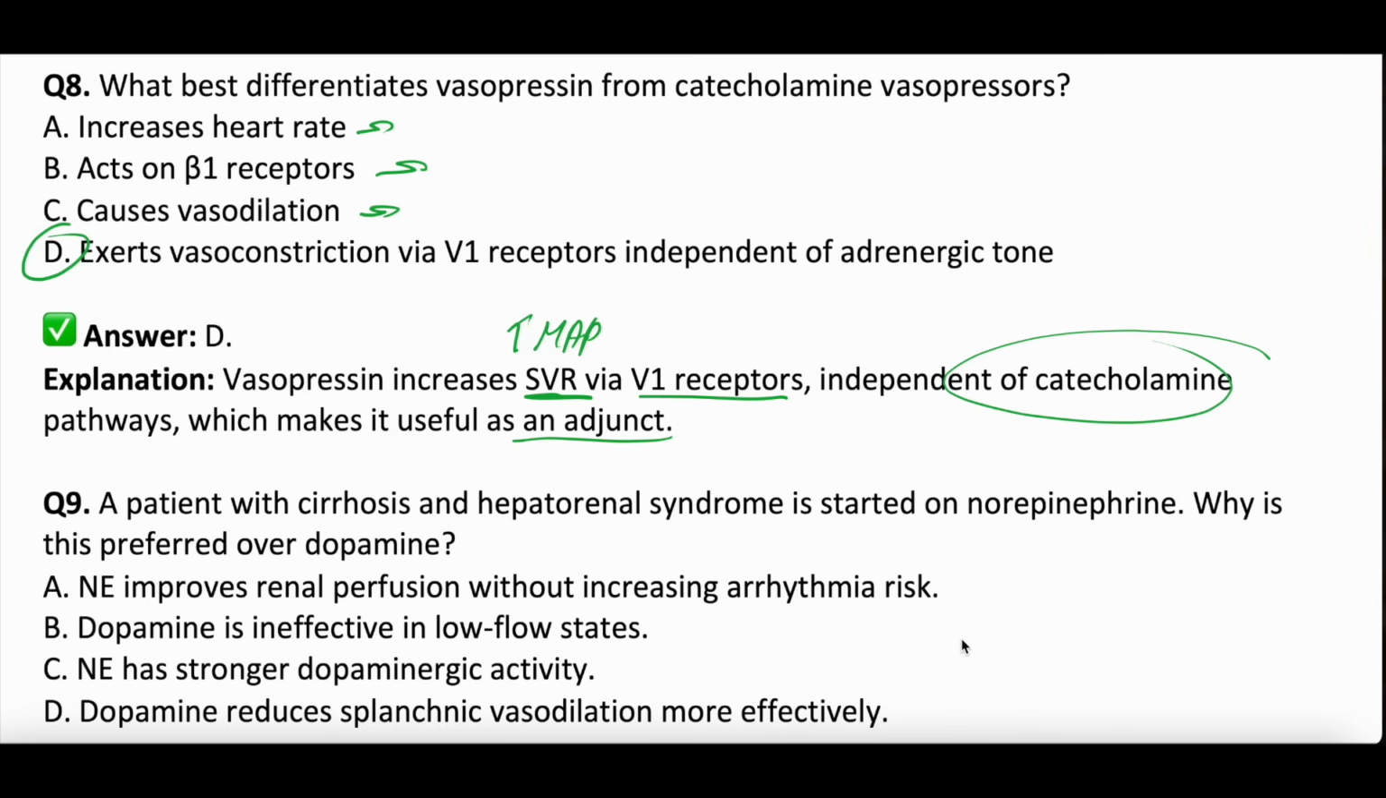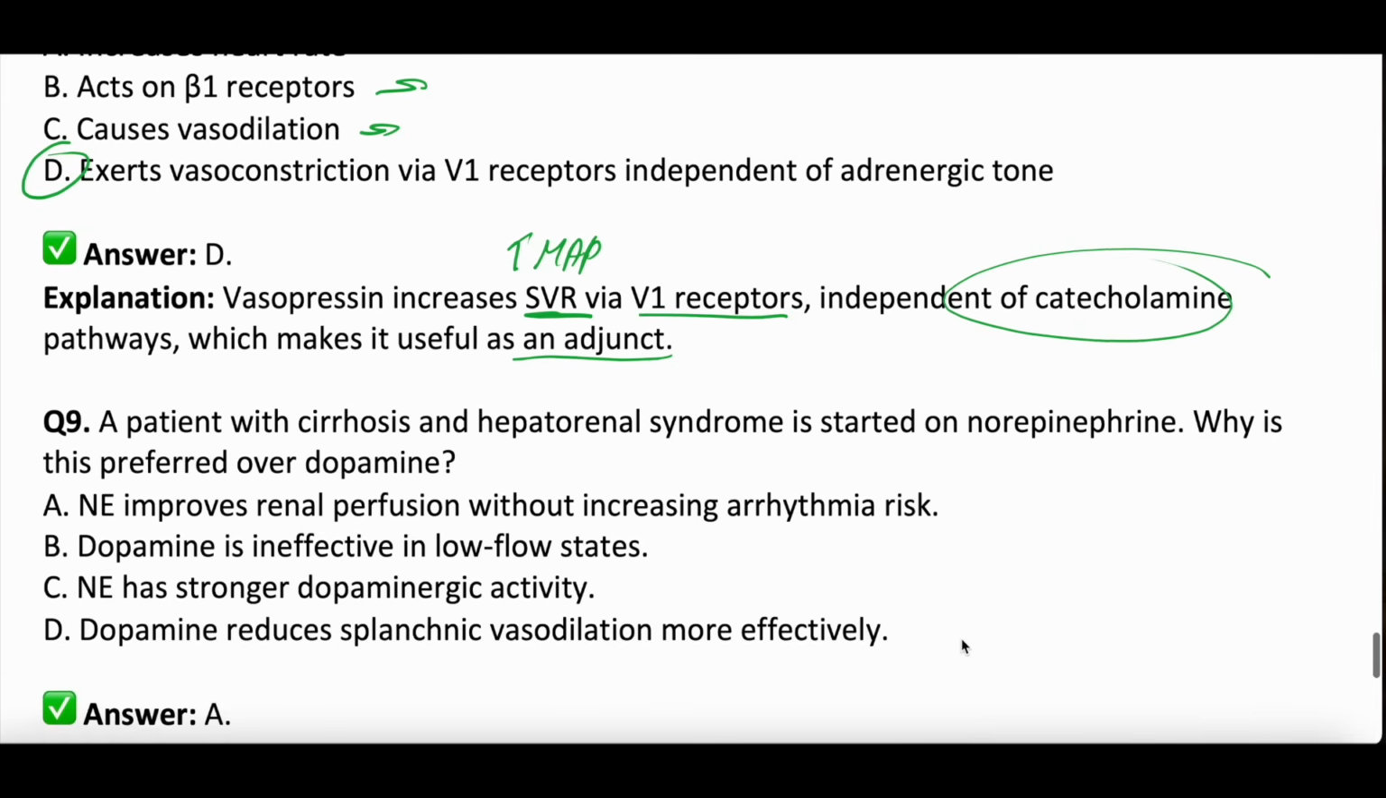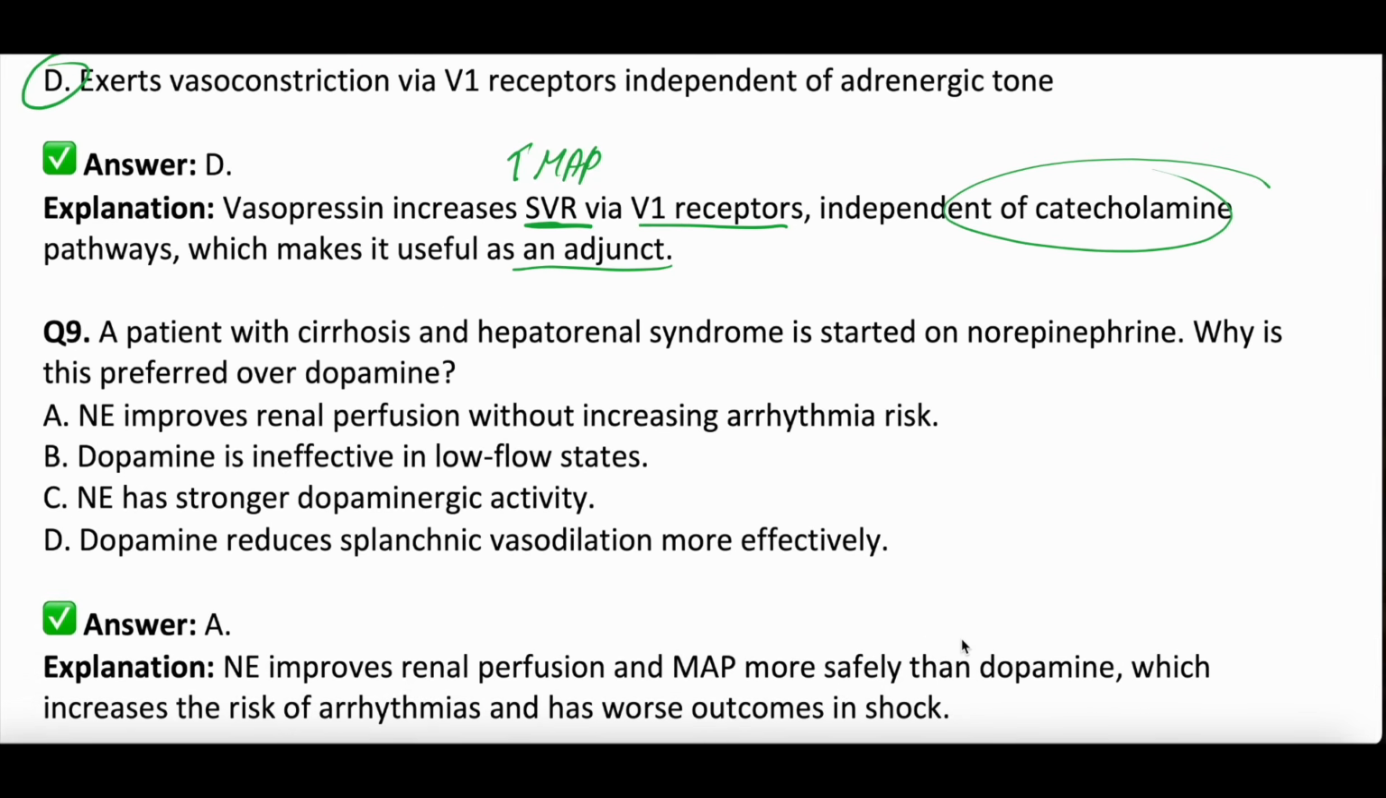We already don't like this question because it's on using dopamine. But the answer is, pause here if you need to, A, norepinephrine improves renal perfusion and MAP more safely than dopamine. Dopamine increases the risk of arrhythmias and has worse outcomes in shock. So dopamine we don't really use, just period, end point. Again, the one time which we've seen it used, although we don't really do this, is for bradycardia and hypotension, but primarily for bradycardia. But we just use epinephrine in those instances. So dopamine we don't use.